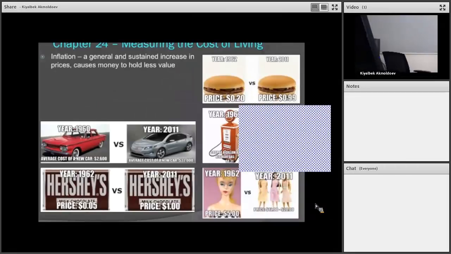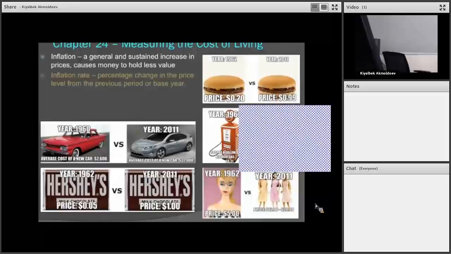Inflation is a general sustained increase in price levels. And over time, when we see prices go up, whether it's for comic books or for cheeseburgers or for whatever, this causes our money to hold less value. And if our money holds less value, then it can buy less. So inflation is an increase in a percentage from one time to another in the price levels in an economy. Not just the price of one thing, but all prices. We measure the percentage change based on what we call the inflation rate.